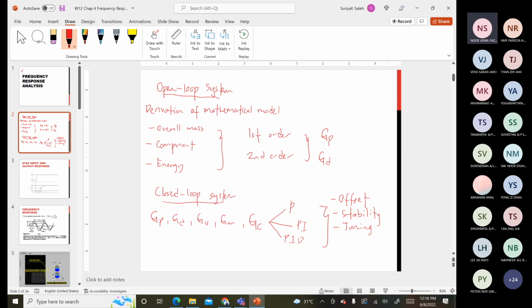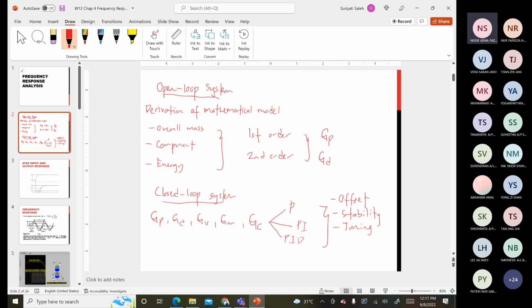So where the tuning method such as the direct synthesis, the internal model control, or the ITAE, integral time weighted absolute error method, it can be used to calculate what is your KC, what is your proportional gain, integral time constant, derivative time constant value. Rather than using the trial and error, we put KC equal to 1, tau I equal to 1, tau D equal to 1. This method provide the starting point rather than you put any kind of the value.